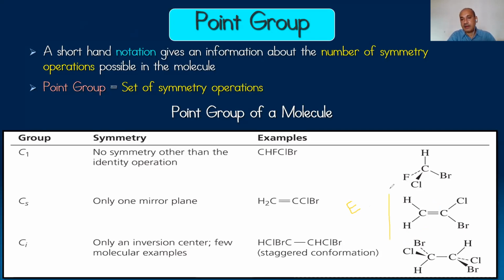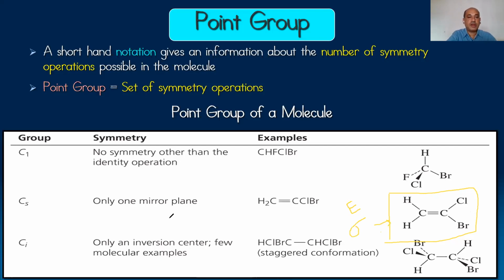The second element: if I can put a mirror plane like that, which divides the molecule into two parts that are mirror images of each other, then this molecule has a mirror plane, which is called sigma. So sigma is present. This molecule has only one mirror plane, sigma, and the identity operation.